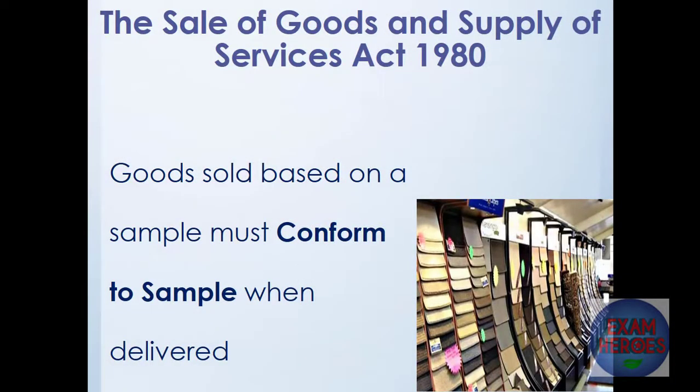Under the Sale of Goods and Supply of Services Act 1980, goods sold based on a sample must conform to the sample when delivered. So, for example, if you went into a carpet store in Limerick and you saw a sample of a brown carpet and you ordered that, and when it was delivered it was charcoal black, that doesn't conform to the sample, so then you will be entitled to redress.